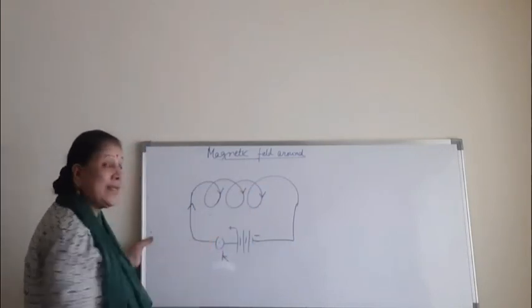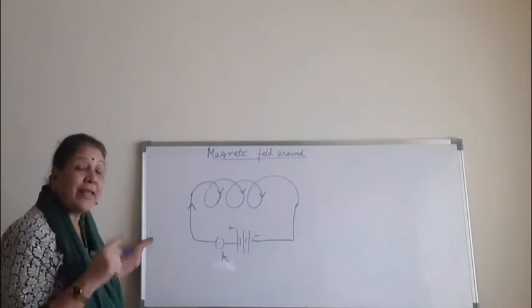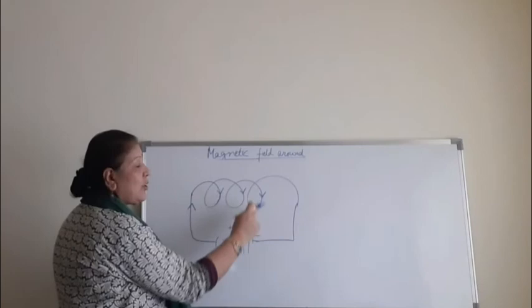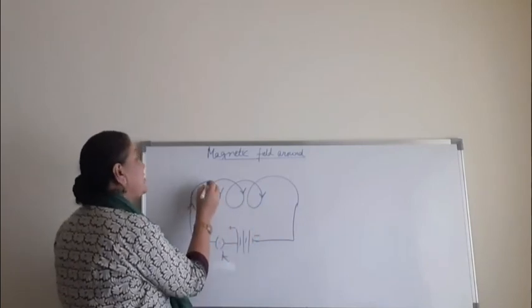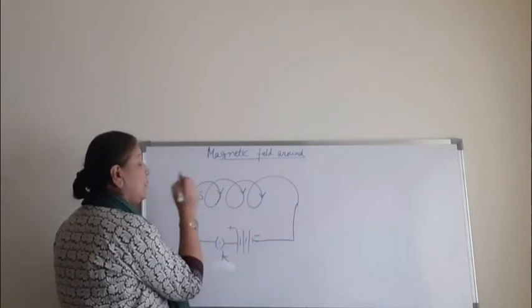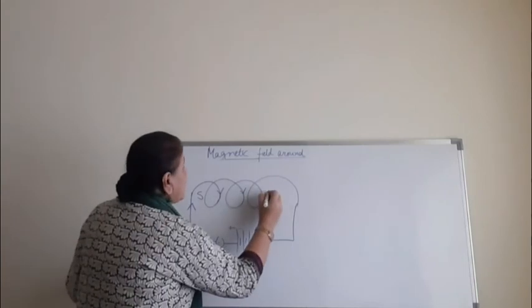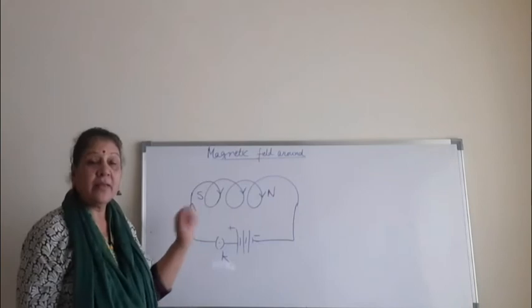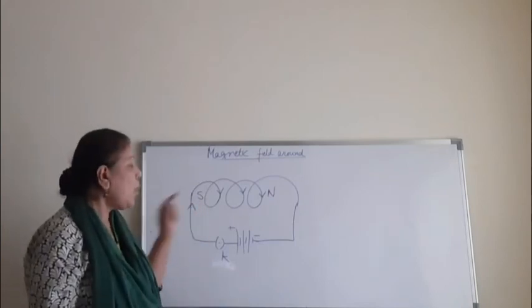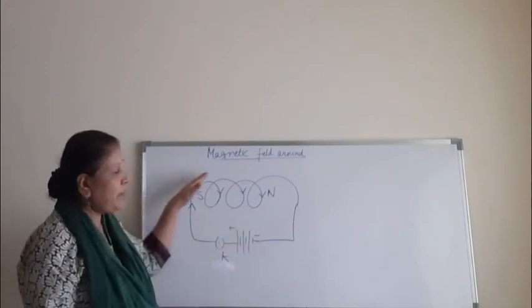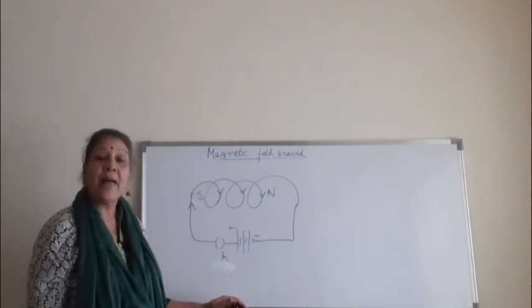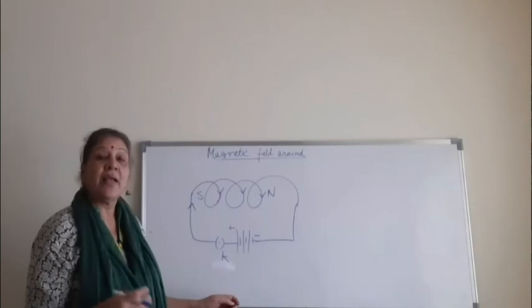This is clockwise direction. Now just apply the clock face rule here, because the direction of electric current is clockwise. So this will be considered as the south pole of the magnet, and here this will be considered as the north pole of the magnet. So here we had applied the clock face rule. Now when the current will pass through it, this solenoid also will behave like a magnet. It actually behaves like a bar magnet.